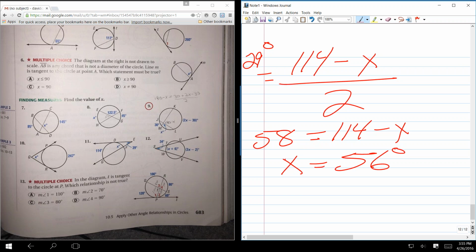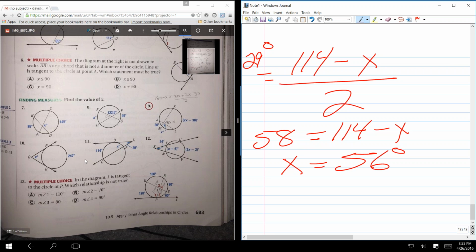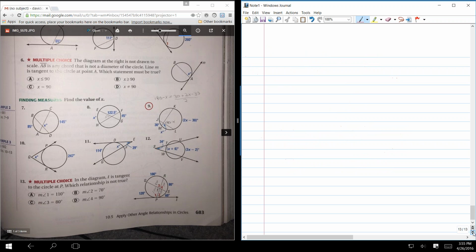Okay, so that general rule works whenever you have two tangent lines, whenever you have a tangent line and a secant line, or in number 12 we have two secant lines. Two secant lines are going to do the same formula. You take whatever two arcs are subtended. So give me an equation that's going to work for number 12. I'll start you off. 34 degrees equals what?